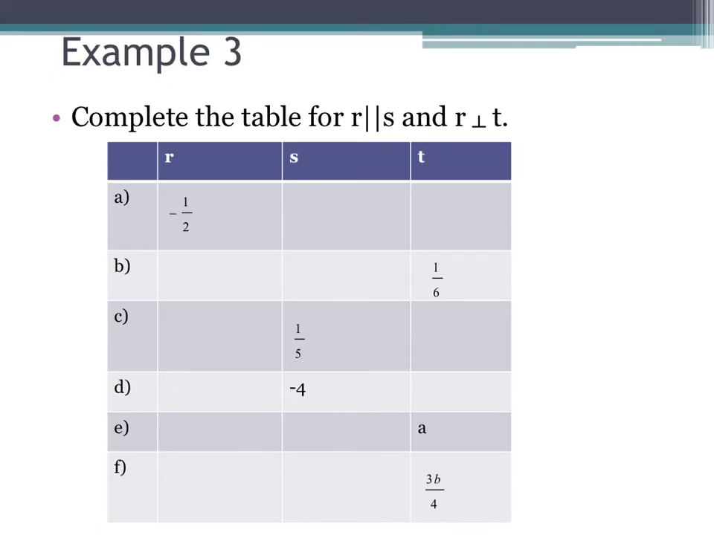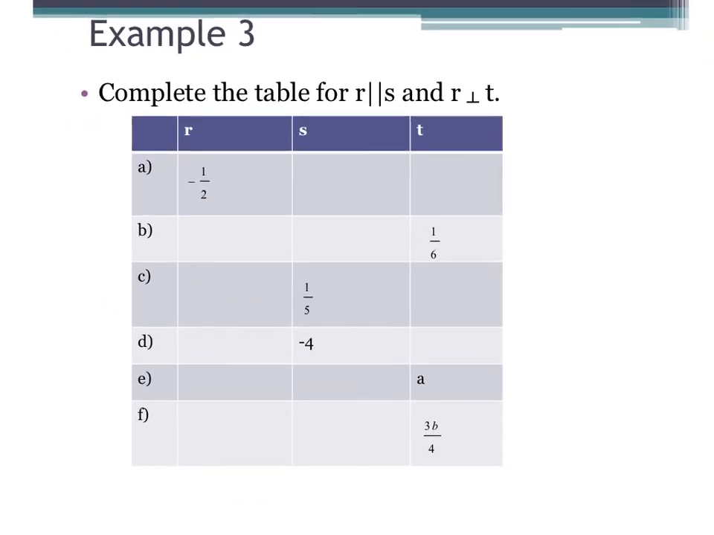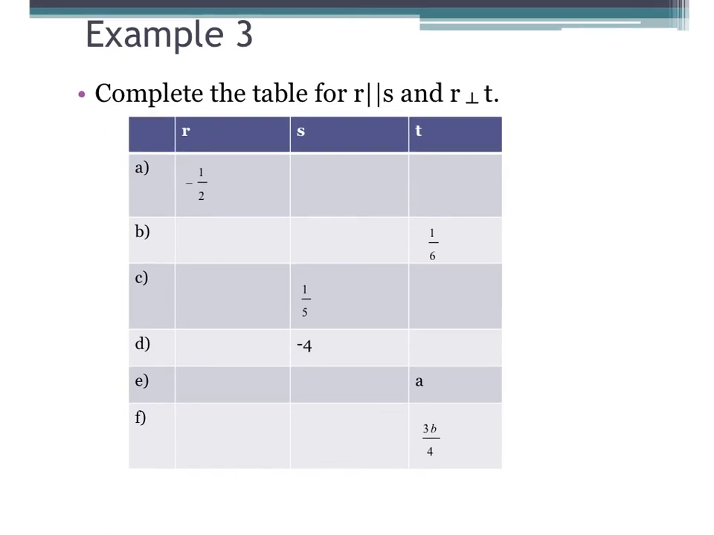Okay, so now it says complete the table for when R is parallel to S and R is perpendicular to S. Is mine missing something here? I don't see where I'm supposed to put my parallel or my... I'm sorry, I didn't read the instructions. I was like, wait, what am I supposed to do here?